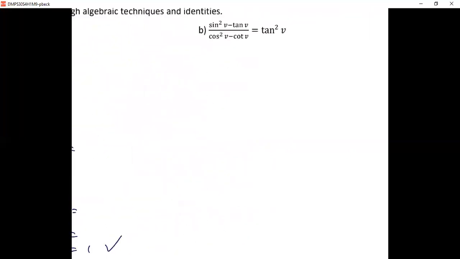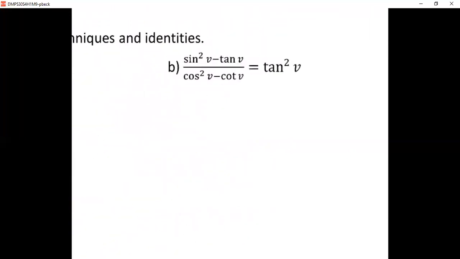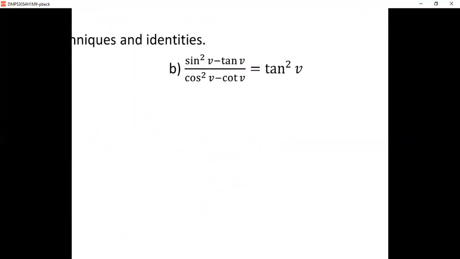Continuing on, the fact that I have a bunch of terms in the numerator and terms in the denominator that simplify to just one simpler fraction, let's turn this into sine of v over cosine of v over cosine squared v minus cosine of v over sine of v. Notice how I keep using the approach that if I'm mixing tangents, cotangents, secants, cosecants, and sines and cosines, let's put everything in terms of sine and cosine to make life easier.